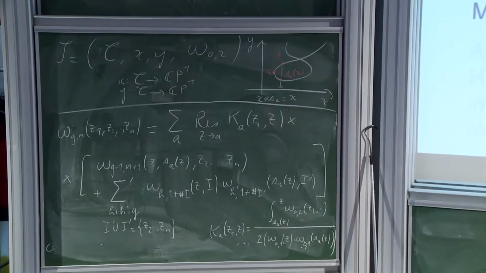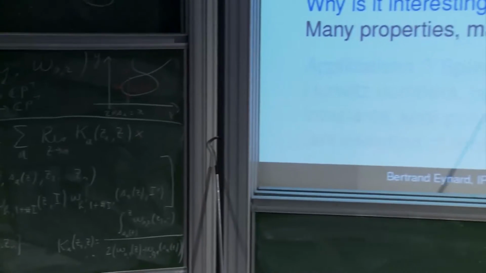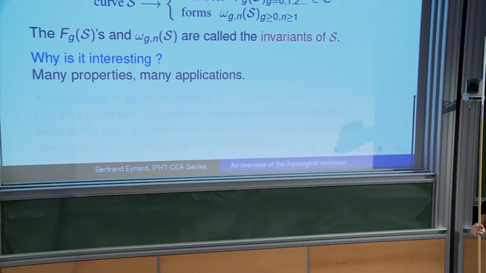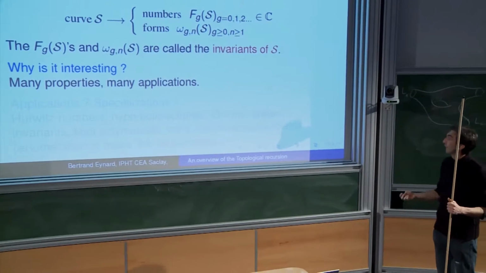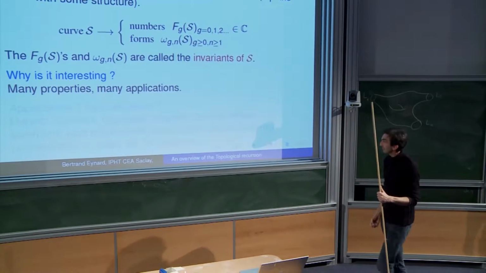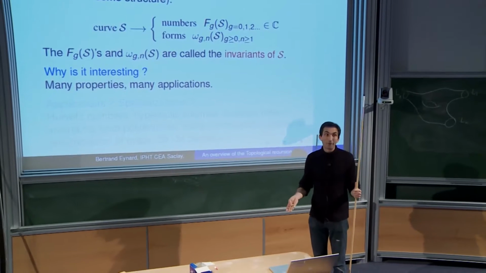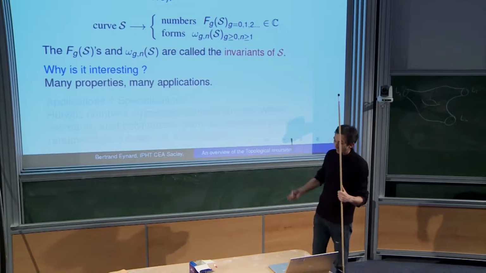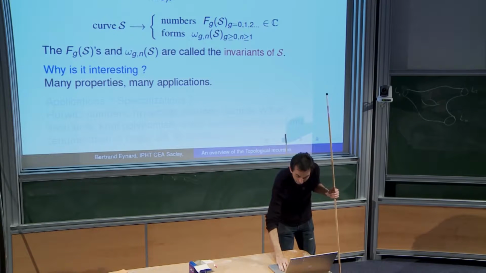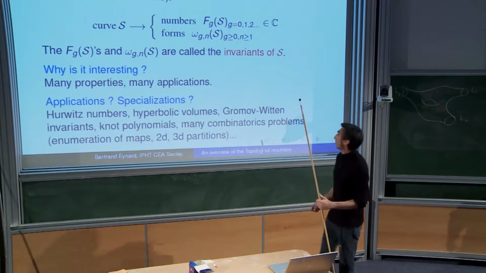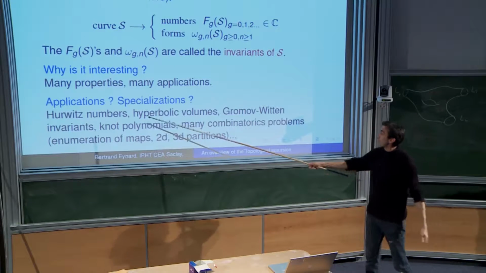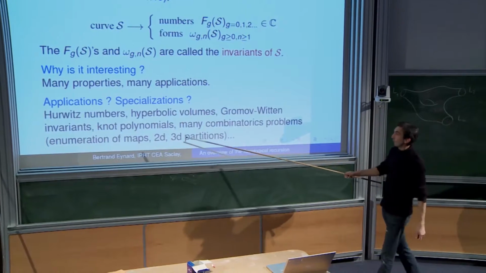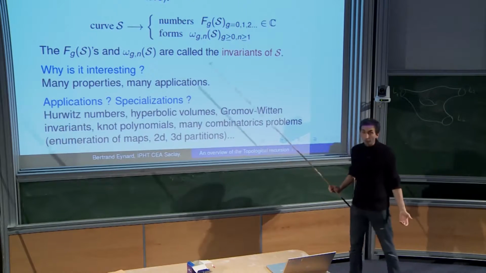Another reason why those things are interesting is because this recursive structure appears in many, many applications. And it's not fully understood why, but it is so. And so all this conference is about Hurwitz numbers. This is in the title, and so in particular, it applies to Hurwitz numbers. Right. So among applications, there are Hurwitz numbers, hyperbolic volumes, Gromov-Witten invariants. A very recent thing is knot polynomials. So, for instance, the Jones polynomials.